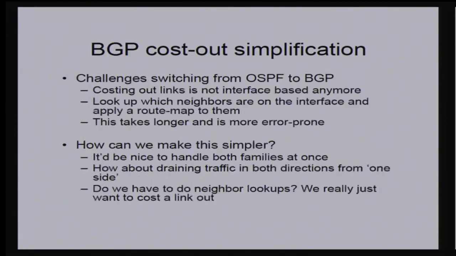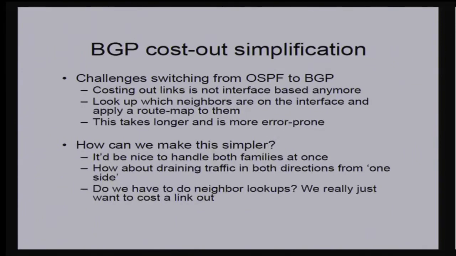It's pretty straightforward. Okay, so when you go to BGP, costing out a neighbor, you don't actually cost it out. You apply a route map. And you don't actually do it to an interface, you do it to a neighbor. So now if you want to make this change to remove an interface from traffic, you have to know the neighbors on the interface, and you have to know the route map that you want to apply. This is a lot more thinking than just going to a device, going to an interface and applying a metric. All right, so how can we simplify this?